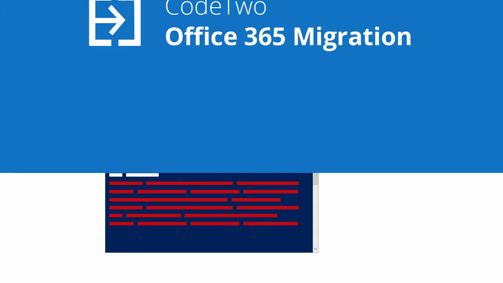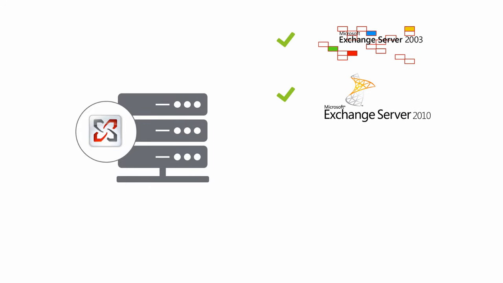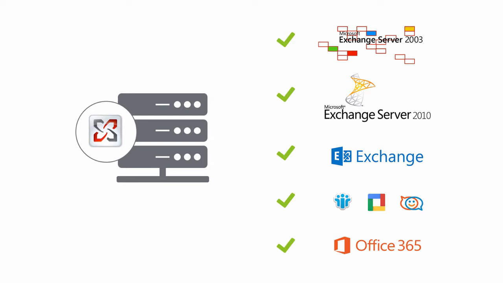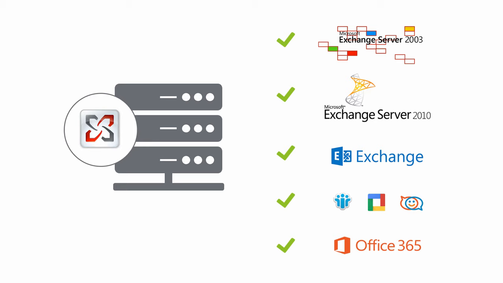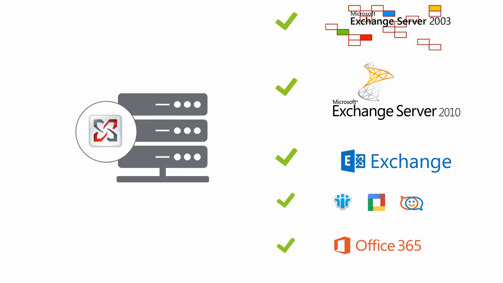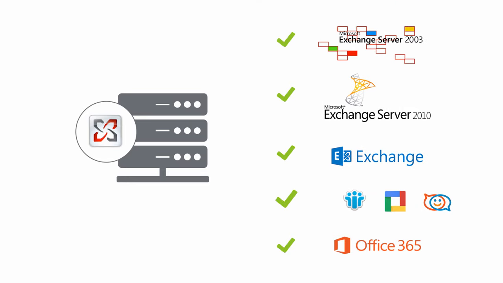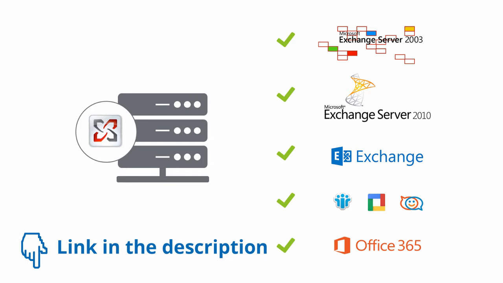But I'm going to show you that if you use CodeTwo Office 365 migration, you can avoid all these hurdles and easily move mailboxes straight from any edition of Exchange Server or any server supporting IMAP to Office 365. In my example, I'm going to migrate from Exchange 2007. But keep in mind that these steps are identical or very similar when migrating from other Exchange editions, IMAP servers, or even between Office 365 tenants. See the supported scenarios link in the description of this video to learn more.